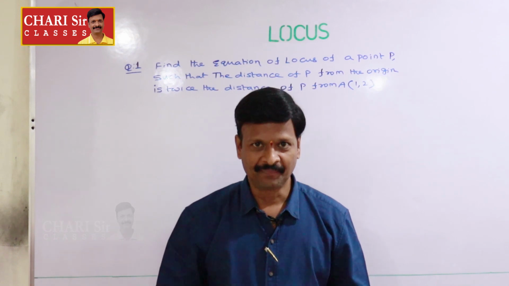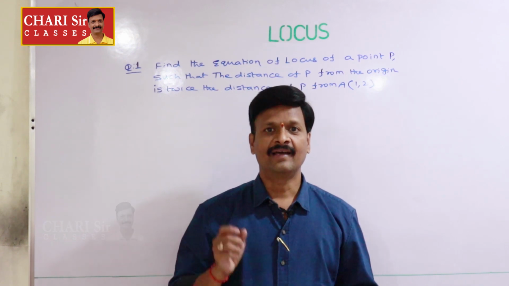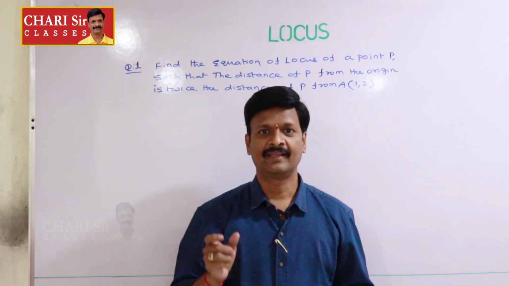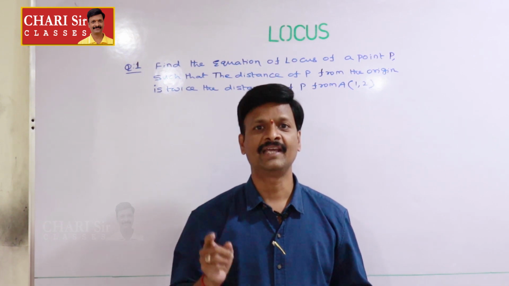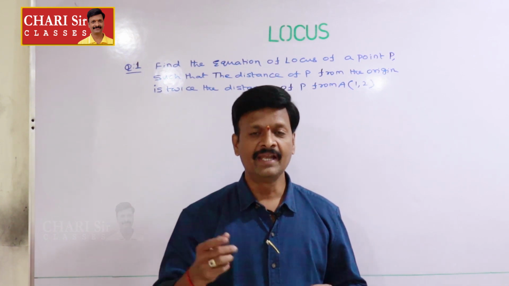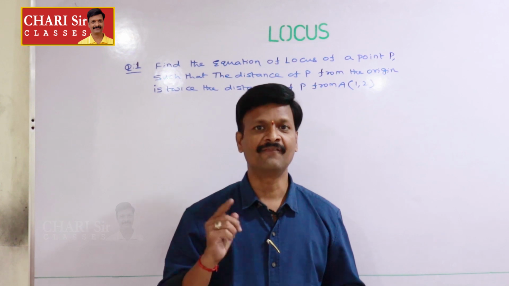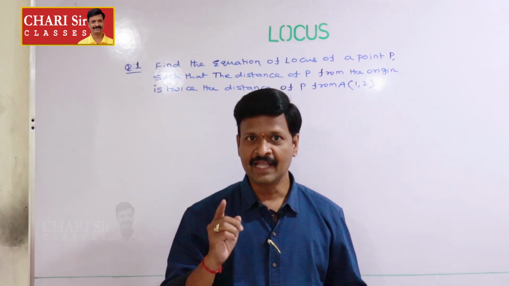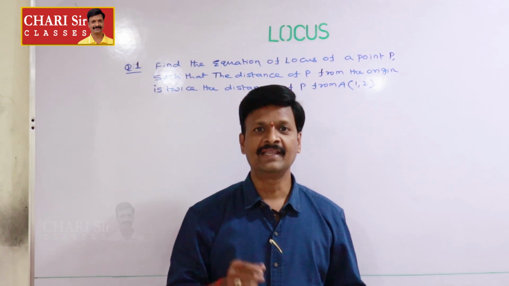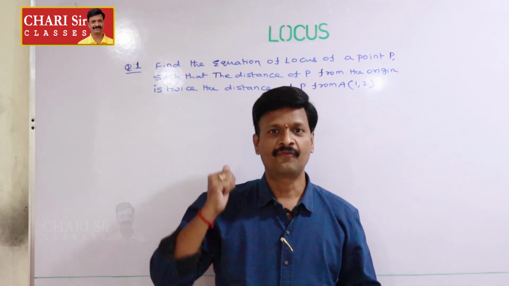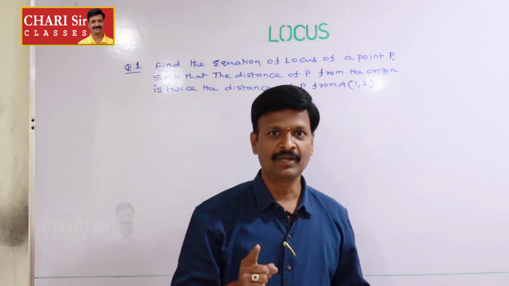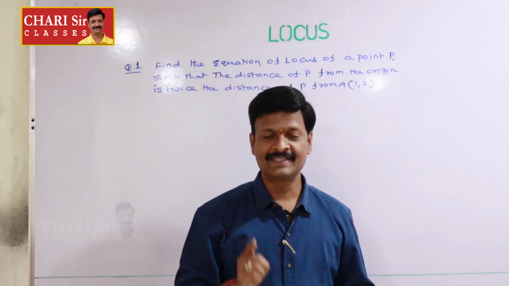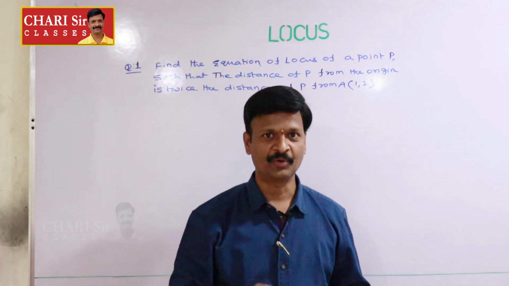I am Sagunachari Mudimoksham. Today's topic is locus, which is the first chapter of the intermediate first year 1B paper. For all intermediate first year students, 1A and 1B, there are two papers. In 1B, in coordinate geometry, the first lesson is locus. From this, you will be asked one question for 4 marks. This is the 11th place in your question paper.